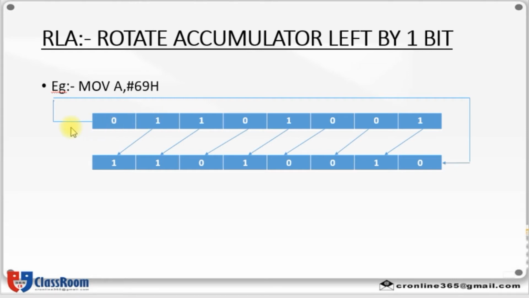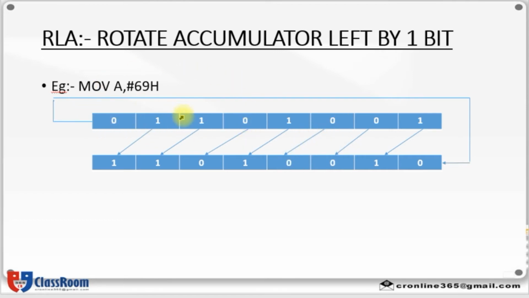In this, the bit D7, that means this 0, exits from the most significant bit position and enters into the least significant bit position, which is the D0. So, this 0 exits from here and enters into the D0th bit. D7th bit becomes the D0th bit. Then, here D7th bit is 1. This 1 will enter into D6th bit. And every bit is then shifted left by 1 bit.